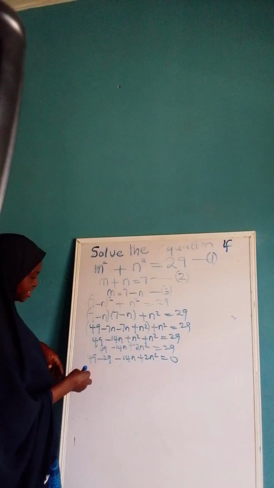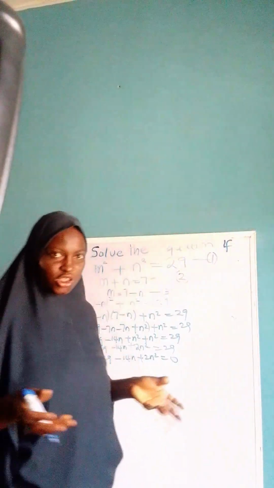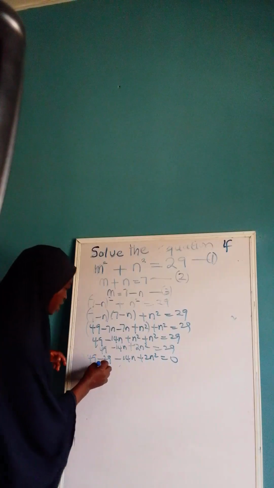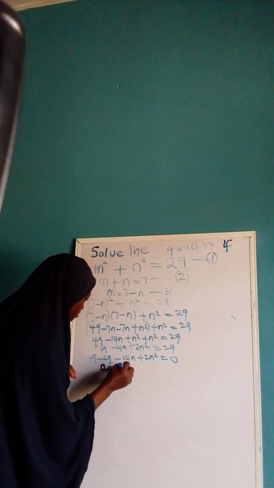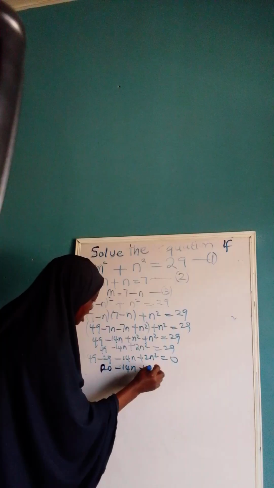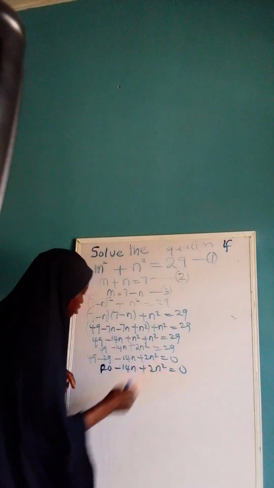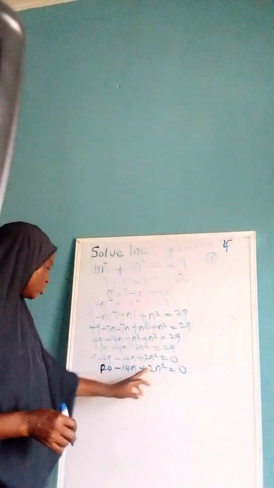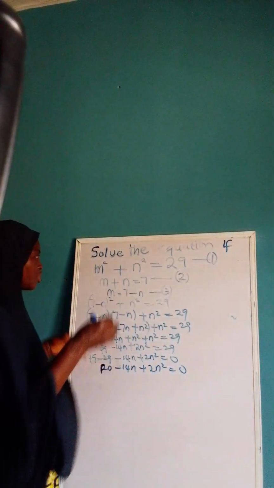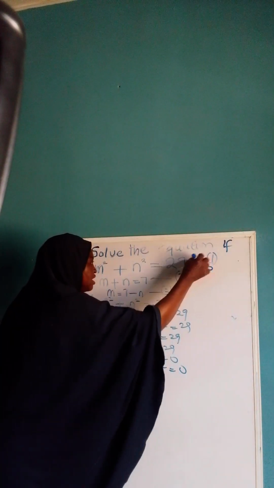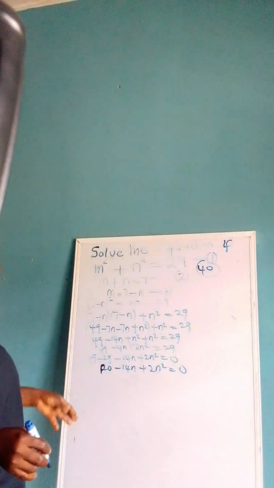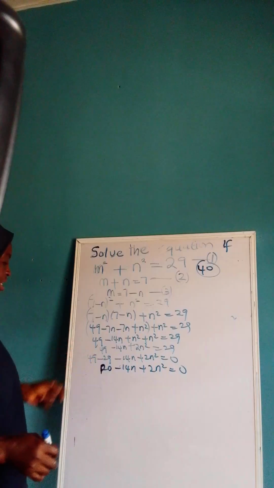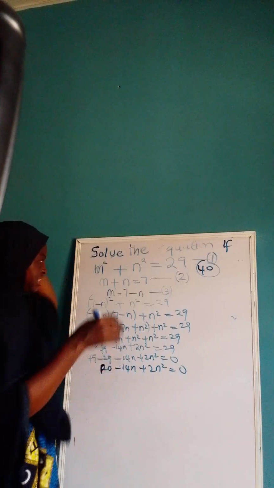If you now look at it, it has turned into a quadratic equation gradually. So it means that we are going to have 20 minus 14n plus 2n squared is equal to 0. Now what we are going to do is multiply the coefficient of n squared and the constant, 2 times 20, which will give you 40. Let's look for two numbers that if you multiply them, they will give you 40, but if you add them together, they will give you minus 14.